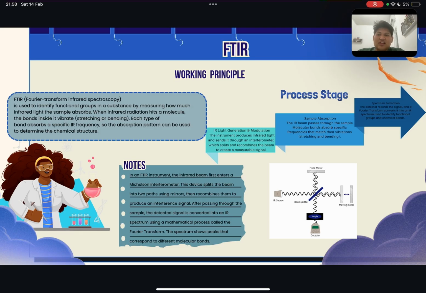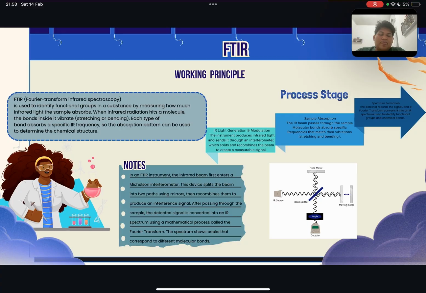What is that? FTIR, Fourier transform infrared spectroscopy, is used to identify functional groups in a substance by measuring how much infrared light the sample absorbs. When the infrared radiation hits a molecule, bonds inside it vibrate, stretching or bending. Each type of bond absorbs specific IR frequencies, so the absorption pattern can be used to determine the chemical structure.